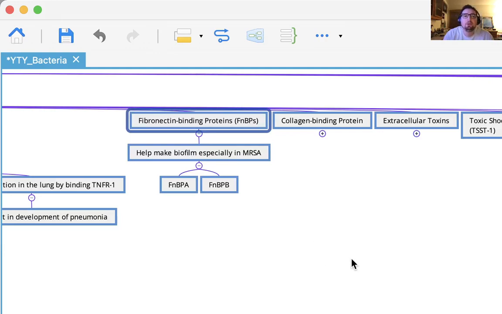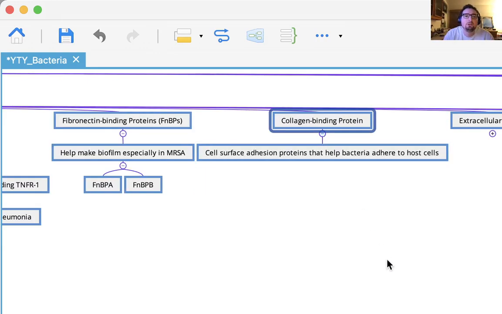So these help to make biofilm. They're especially important in MRSA. There's two types, but don't worry about the types. Just know that they help with creating that biofilm. We also have collagen binding protein. Again, it's a cell surface adhesion protein, and it's helping Staph aureus to bind to the host cells.